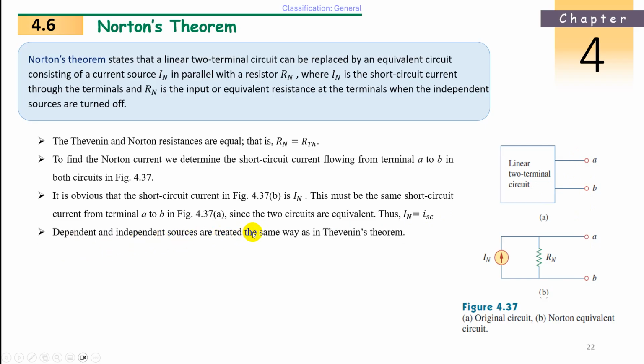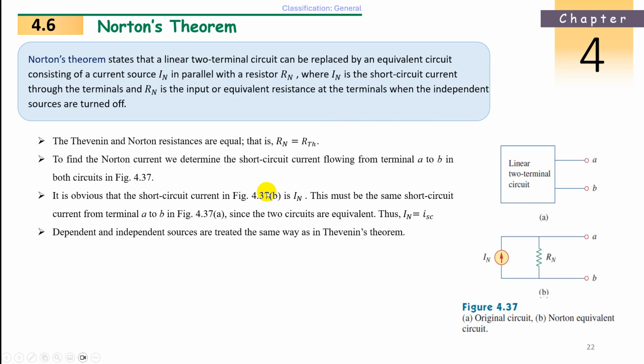Dependent and independent sources are treated the same way as in Thevenin's theorem. So how do we treat dependent sources? We cannot open circuit or short circuit the dependent sources. And for finding R Thevenin or R Norton, we have to apply a voltage source of 1 volt or a current source of 1 ampere.